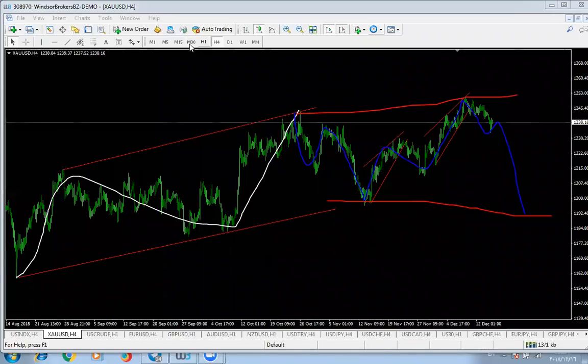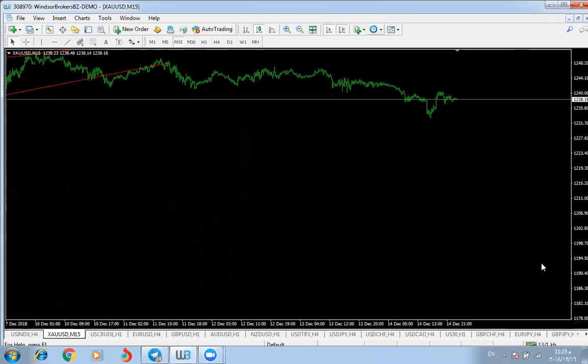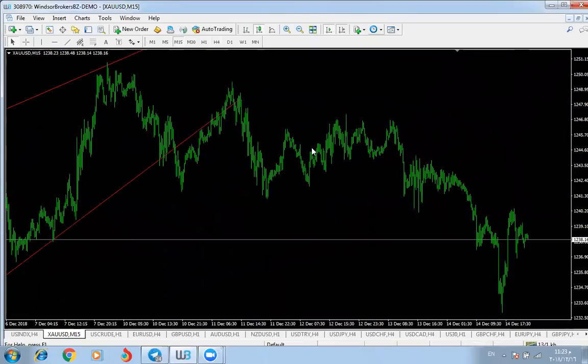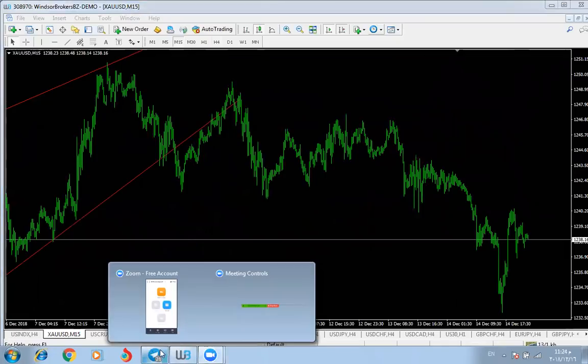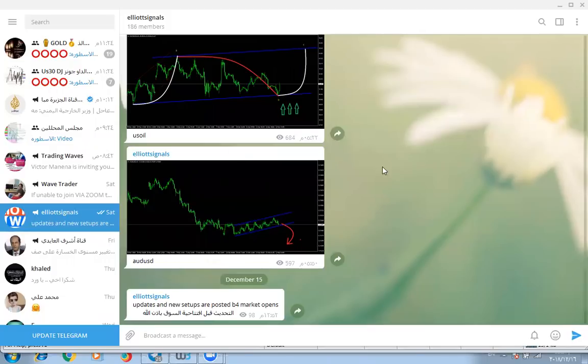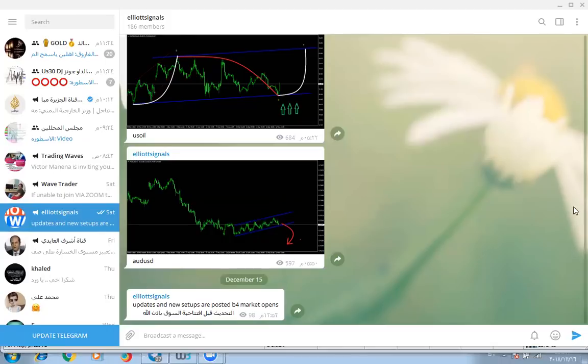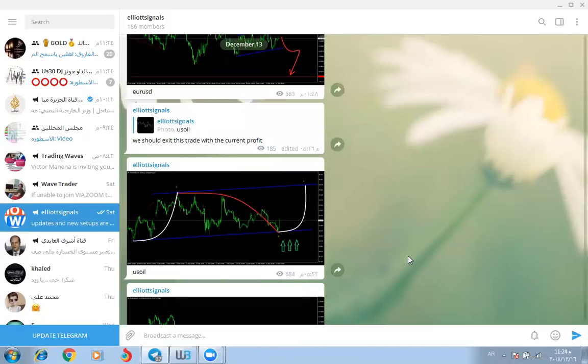You can go to lower time frames to find the proper entry points for your trade. We have sent you some by the Telegram channel. This is my Telegram channel, Elliott Signals. I have sent you some entry points for some markets. You can follow me right there to find proper entry points at the proper time.